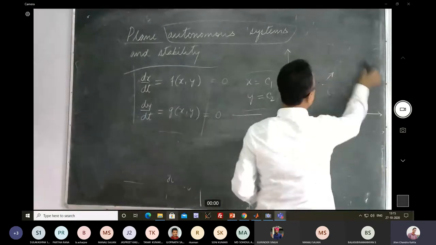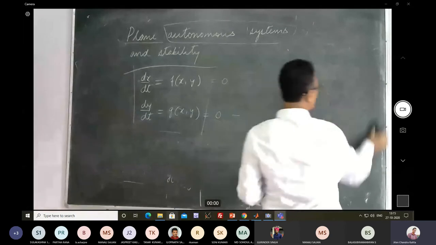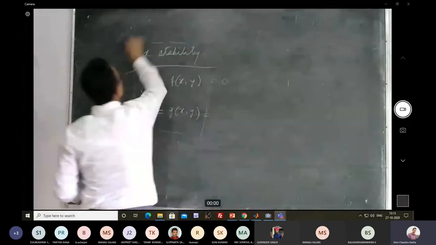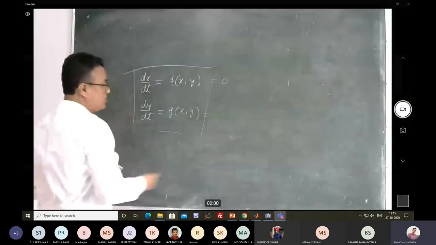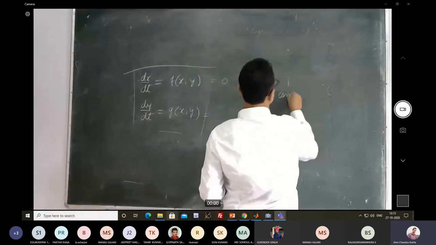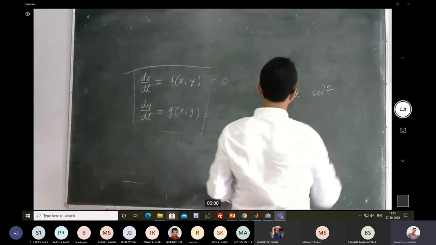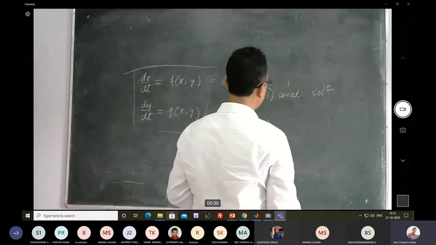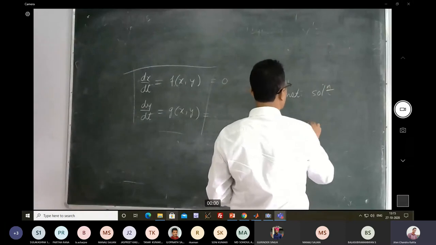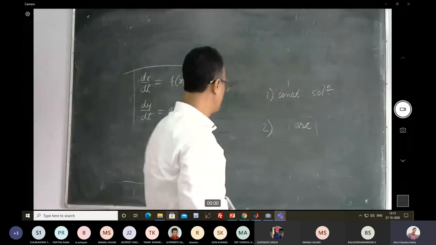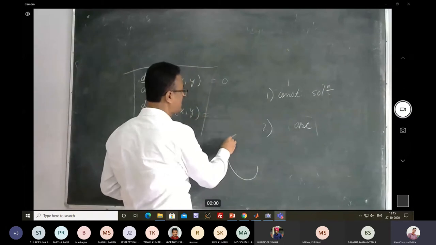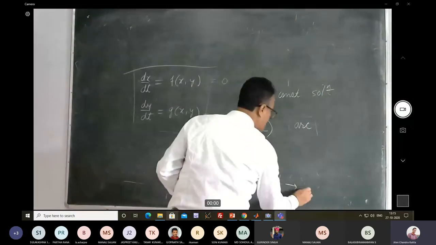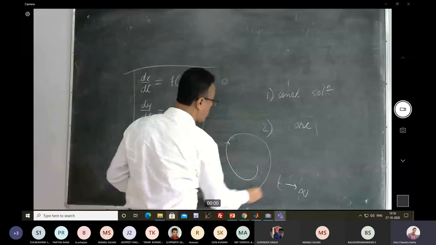So now, whenever you try to solve a system represented by these two equations, you have seen that you may have a constant solution. And number two, you may have a solution which is something like an arc. So it is going to start from somewhere, and it is going to be something like this. Or if you let t tend to infinity, it may go on something like this.